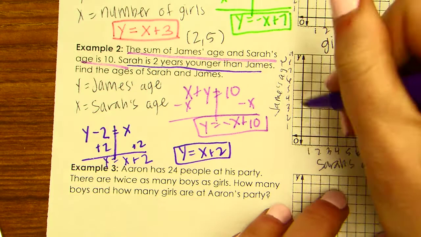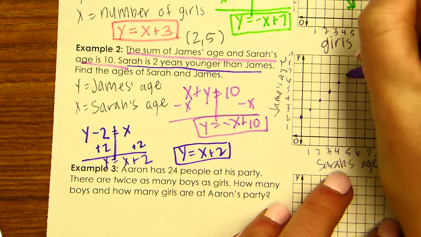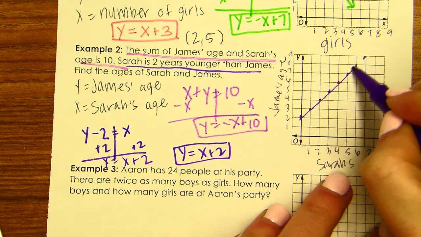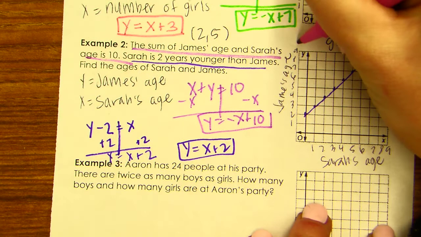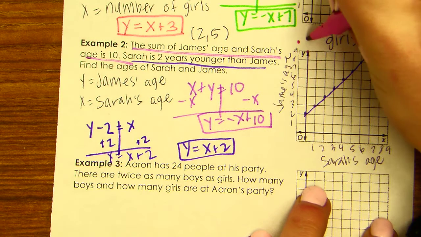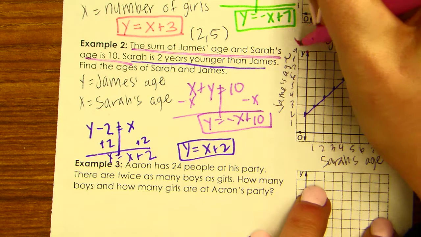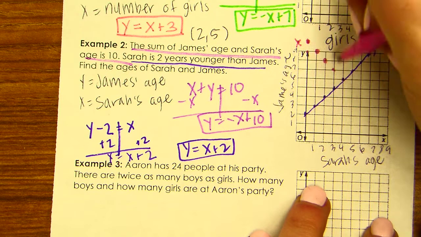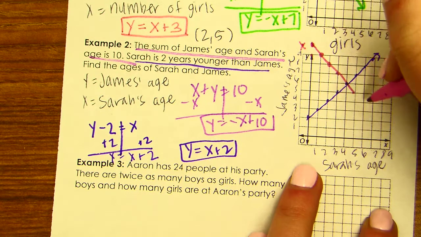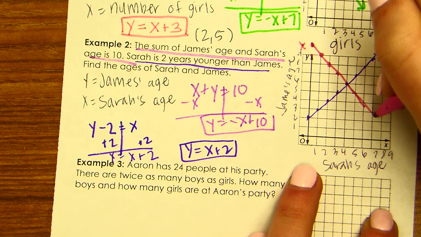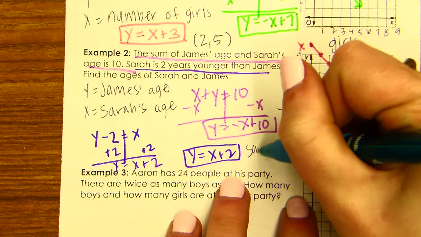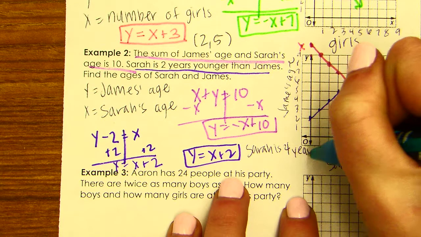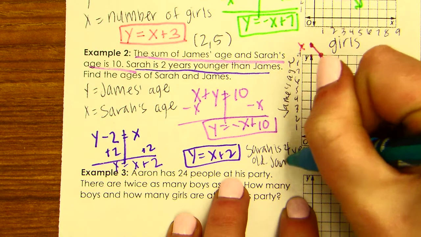The y-intercept is 2. The slope is 1. This other one, the y-intercept is 10, which is actually going to be up here. The slope is -1. Whoops, should be right here. Not over here, that's -1. Oops, I'm getting a little not straight. There, so Sarah is 4 and James is 6. Sarah is 4 years old. James is 6 years old.